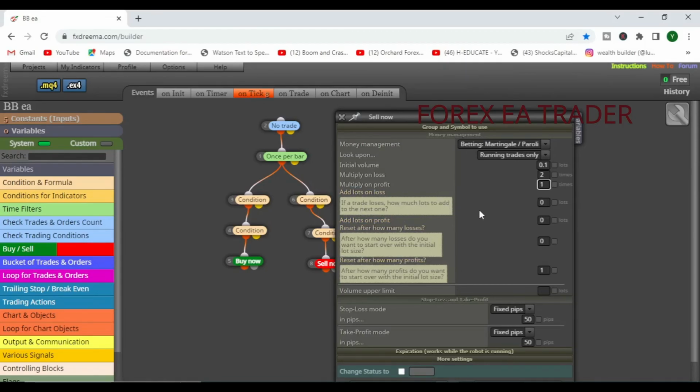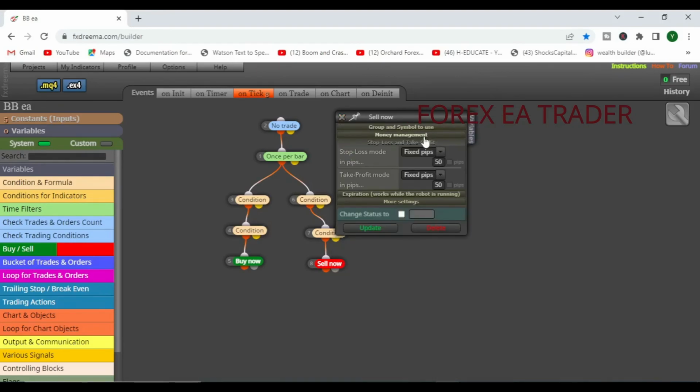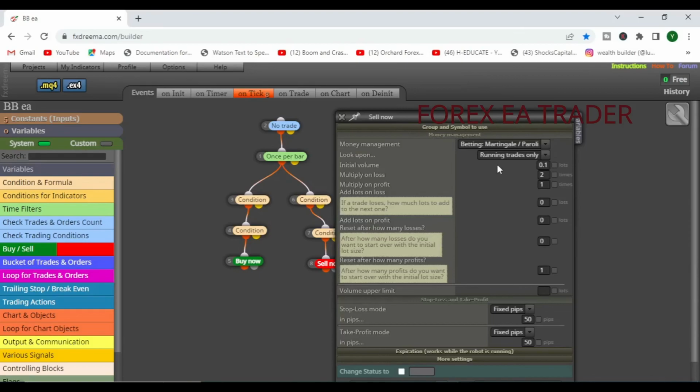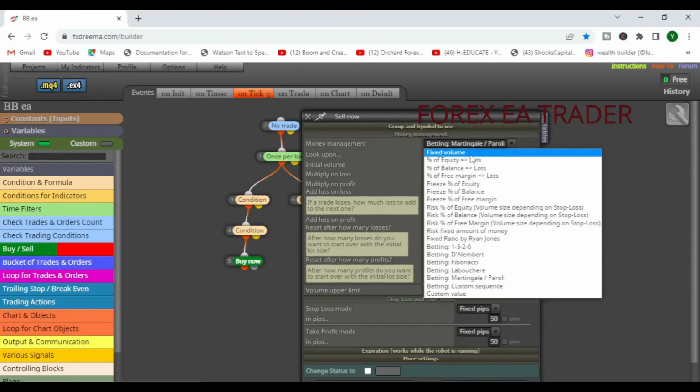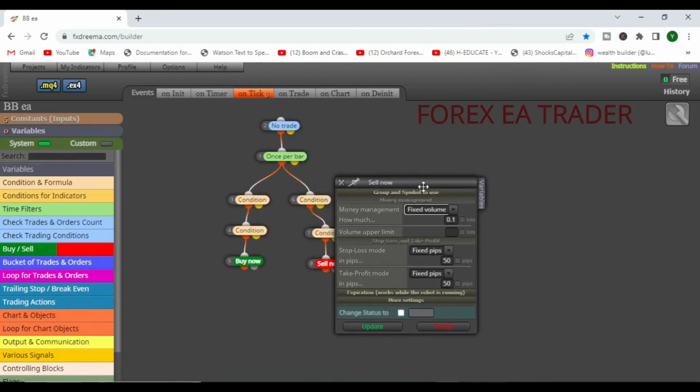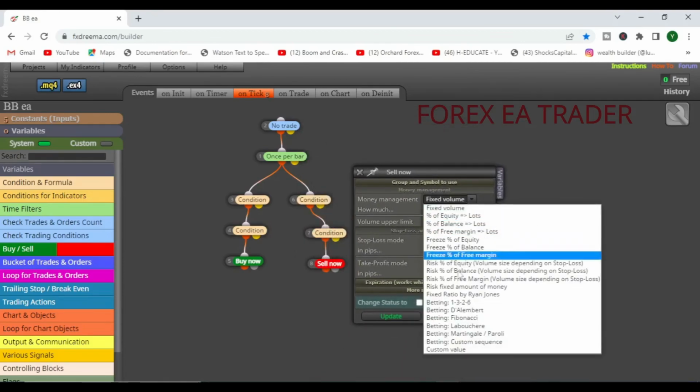So yeah, this is the functionality for Martingale. If you in any way want to use Martingale with your robots, again, like I said, I don't trust Martingale. For me, it's an easy way to lose money, but more people want to use Martingale. So I hope this helps you. Certainly, the functionality is built in Fxdreema. It's already there. Me, I usually just go fixed volume, so you can simply go to Martingale.